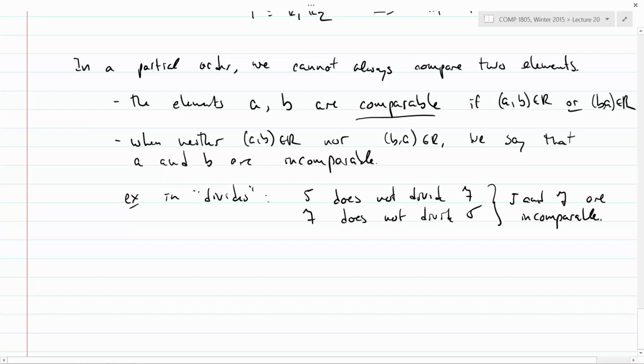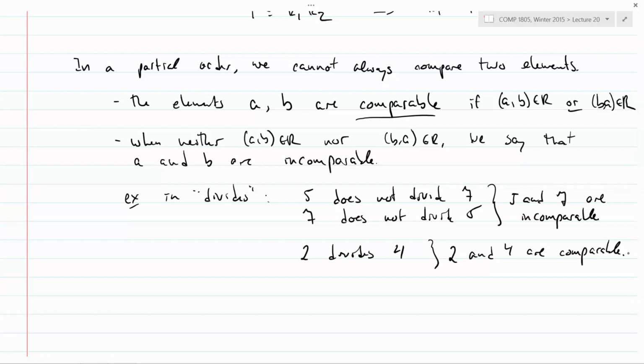On the other hand, 2 divides 4. 4 doesn't divide 2, but that's okay. I have one of the pairs, and therefore 2 and 4 are comparable. So this isn't like less than or equal. In less than or equal, we always know that one number has to be less than or equal to the other number. Right? That's how you compare integers. But in a partial order, that's not required. Sometimes you have elements that you don't know how they compare. Is that clear to everyone?